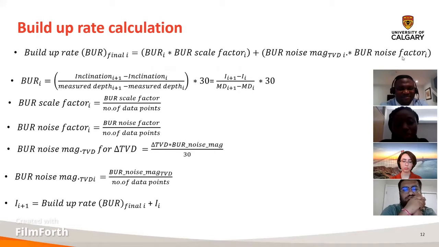And then the next step was to calculate the next inclination, which is given as the final build-up rate plus the previous inclination value. So it runs as a loop until it gets to the last TVD.